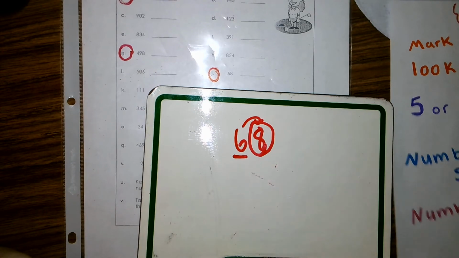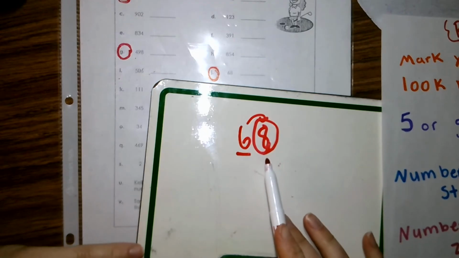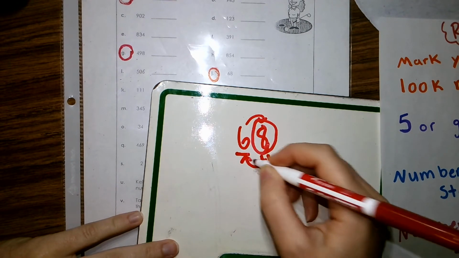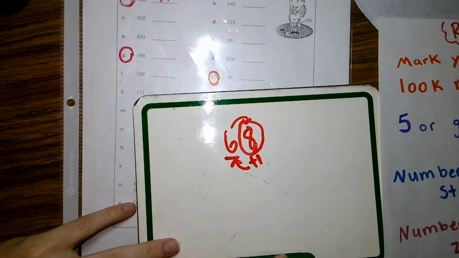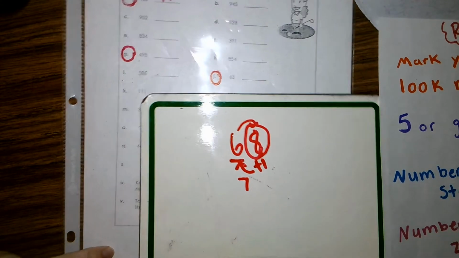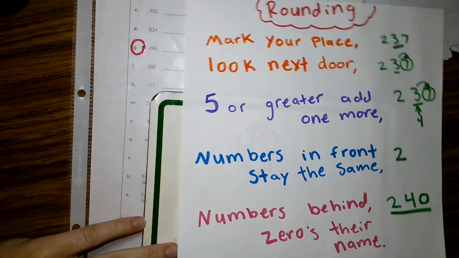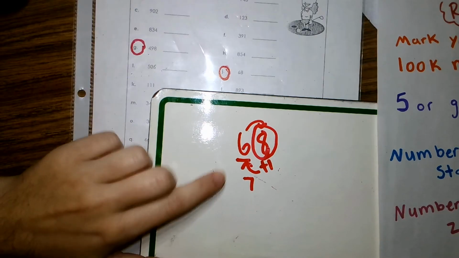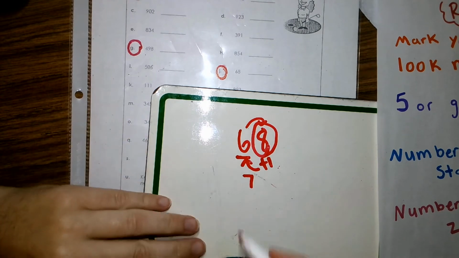Our next part of our rule, 5 or greater, add one more. Okay? This is greater than 5, so we're going to add one more to our place value that we're looking for. So the 6 is going to become a 7. Our next part is numbers in front stay the same. We don't have any numbers in front of our place value. Okay? Our place value that we're rounding to, we added one more, so this becomes a 7.